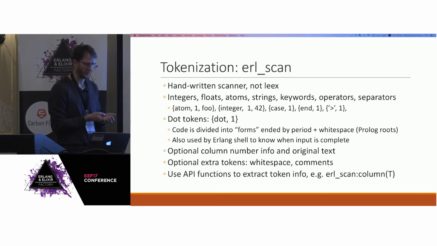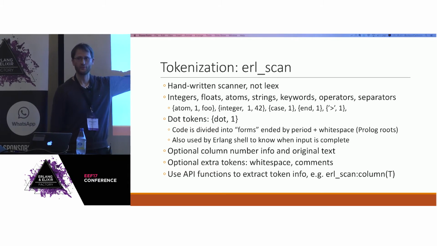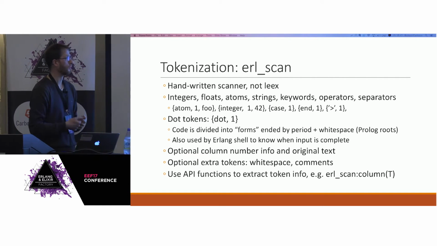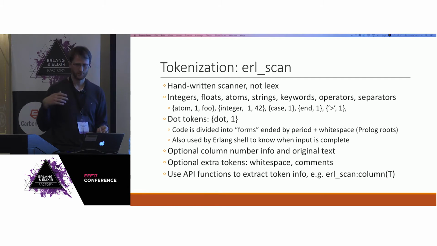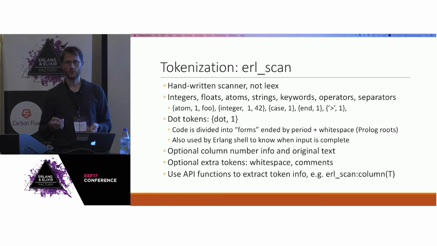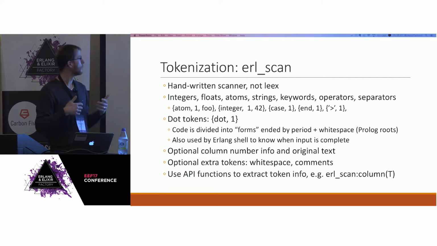And there's also a specific token, which is called a dot token. It looks like this. And that's because Erlang code is separated into forms. Forms are snippets of code ended by a period plus white space. And that comes from its Prolog roots. And that's also used by the Erlang shell to know when the input of a complete statement is complete. And if you don't understand this, you will have a bad time when you try to work with the Erlang compiler internals.